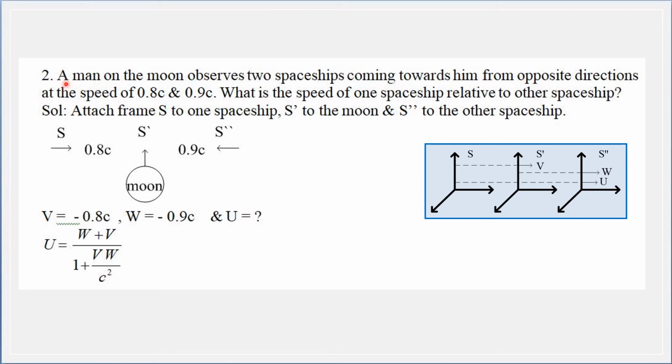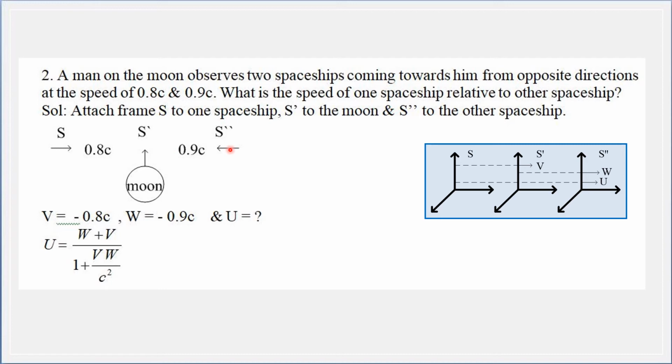So that's what is mentioned here. A man on the moon observed two spaceships coming towards him. See, they are coming towards him in opposite directions. So this is the frame S and frame S double dash in opposite directions. So now, as in our original derivation, the frames are drawn. The first frame is S, the second is S dash, the third is S double dash.